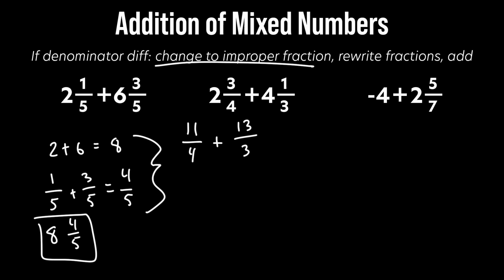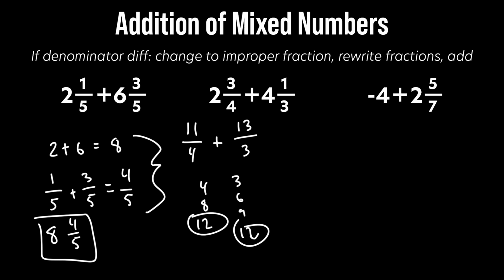Now we need to rewrite the fractions so that their denominators are now the same as each other. So how do we do this? We want to find the least common denominator of 4 and 3. And for 4, let's write some multiples of 4: 4, 8, 12. For 3: 3, 6, 9, 12. Okay, so 12 looks to be the least common denominator.